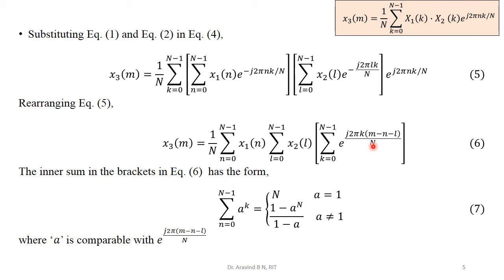Remember, this exponential belongs to all these three summations. Going further, there is a standard mathematical formula: summation n equal to 0 to N minus 1 of a to the power of n is equal to N for a equal to 1, and equal to 1 minus a to the power of N divided by 1 minus a for a not equal to 1. We can apply this provided we make the assumption that a is equal to the exponential term.